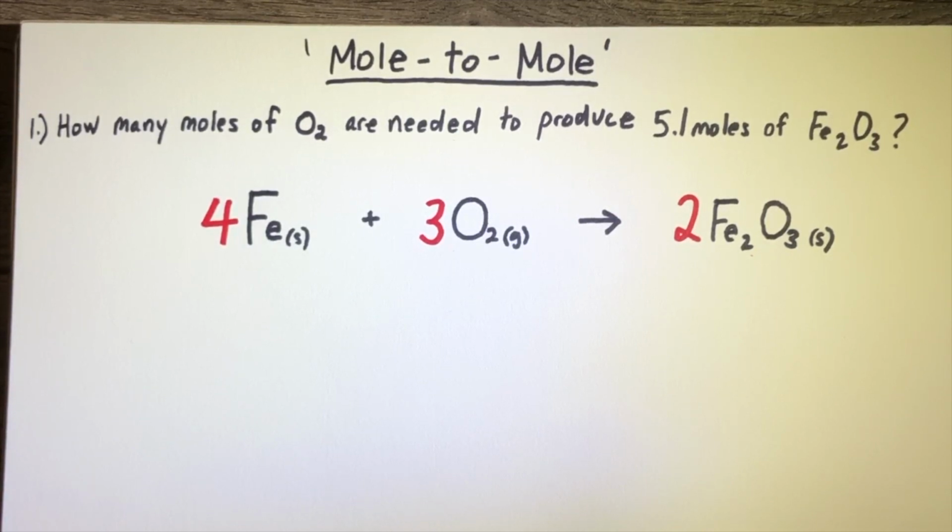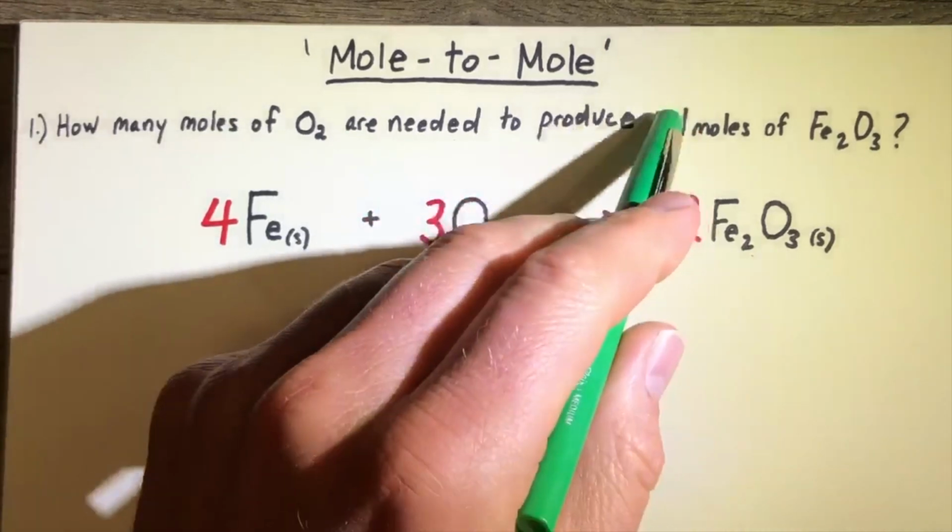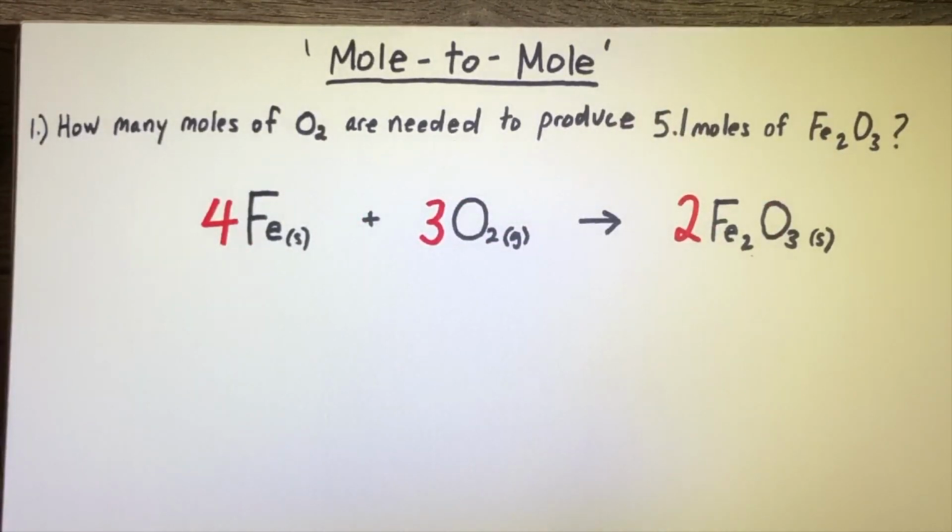Now, how do we do these problems? Well, first, probably want to read it, right? Yes. How many moles of O2 are needed to produce 5.1 moles of Fe2O3? So how to start these, and to start all these problems, I think it's best to get in a rhythm. And I think the easiest way is to circle what we're looking for, and our hint is how many.